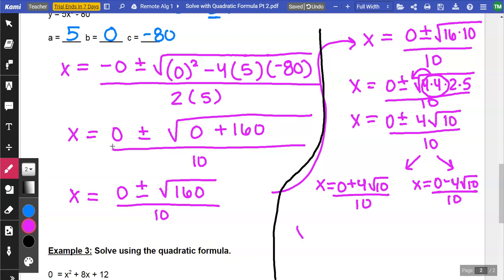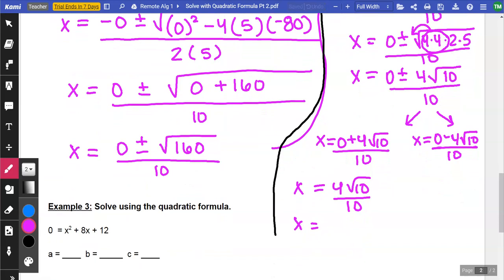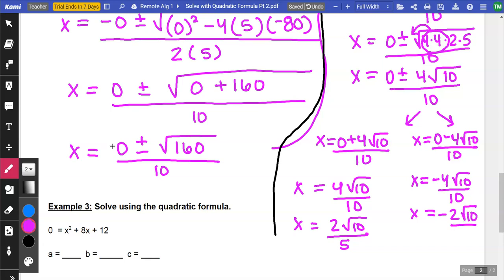So 0 plus 4 root 10 would just be 4 root 10 over 10. And then we can actually simplify this because 4/10 can be reduced by 2 over 2. So 4 divided by 2 would be 2. 10 divided by 2 would be 5. So this is really 2 root 10 over 5. Then this one would be 0 minus 4 root 10 would be negative 4 root 10 over 10. Again, we can reduce negative 4 and 10 by 2, so this would become negative 2 root 10 over 5.